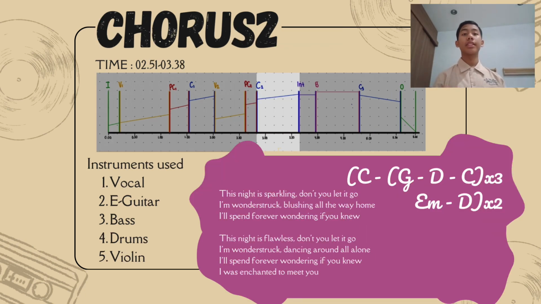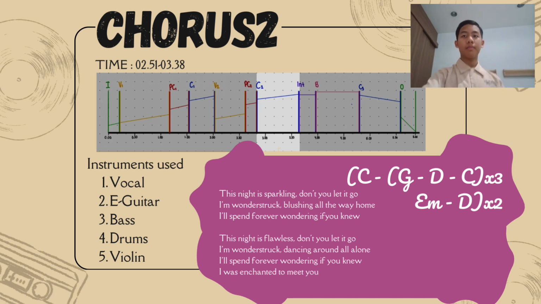For the second chorus, it carries over all the instruments from pre-chorus 2, that being vocals, e-guitar, bass, drums, and the violin, along with carrying over that intensity, and it is again continually slowly rising. Its chord progression goes C into G, D, C 3 times, then E minor, D, then repeat that whole thing again.